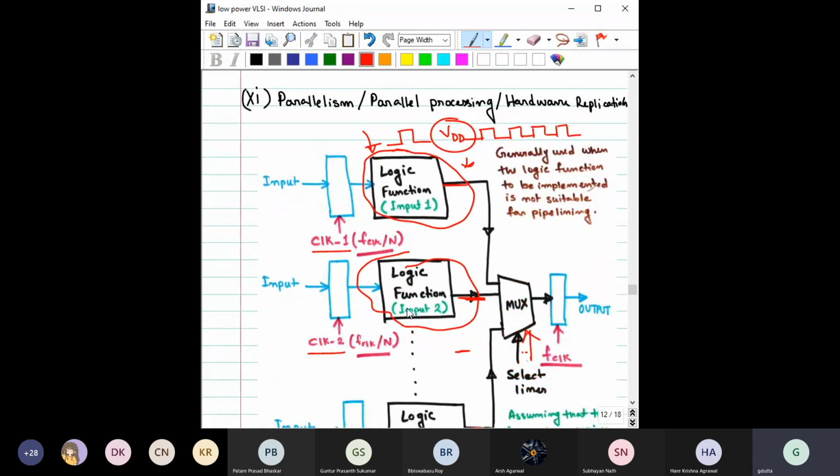So in the pipelining concept, what is it? Here, you really cannot split the tasks. Suppose you have some function, addition a plus b, you cannot reduce it. You have to use that function only. So that block is fixed.